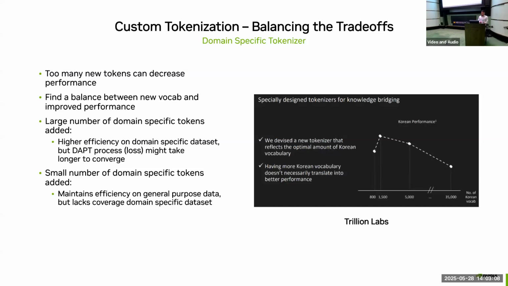And so this example from Trillion Labs shows the performance of a model that they trained with the custom tokenizer, and they were looking at the Korean vocabulary. They essentially used different numbers of tokens in their tokenizer and plotted out the performance of their final models on their downstream task with the varying level of vocabulary size. And they found this sweet spot in between a very small number of tokens and an excessively large number of tokens, which actually really reduced their model performance.